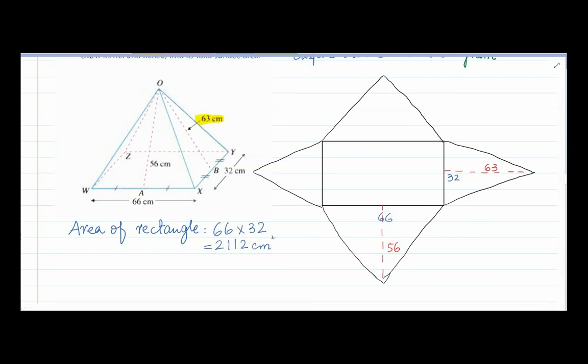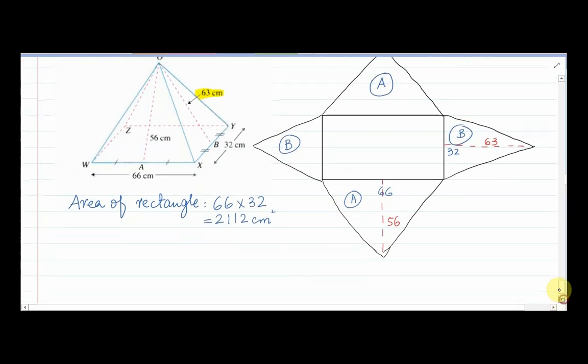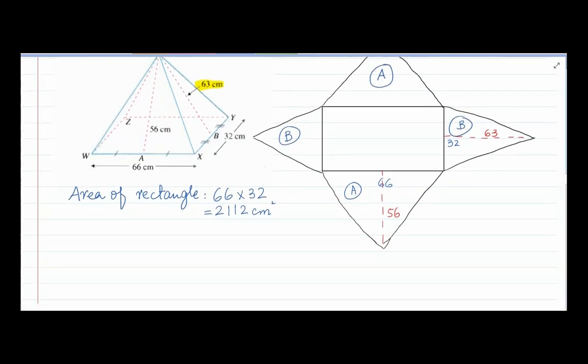Now, these two triangles, opposite triangles, are equal. So let's say this is triangle A. It means that this is also a triangle A, right? And if this is triangle B, it means that this triangle is also a triangle B. Now what I am going to do next, I need to find the area of triangle A and triangle B.